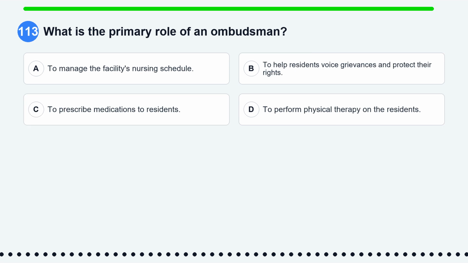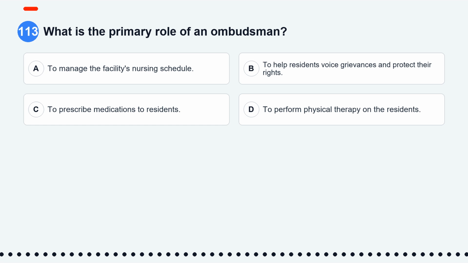Question 113. What is the primary role of an ombudsman? Option A, to manage the facility's nursing schedule. Option B, to help residents voice grievances and protect their rights. Option C, to prescribe medications to residents. Option D, to perform physical therapy on the residents.